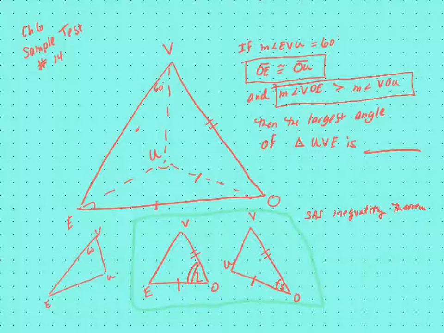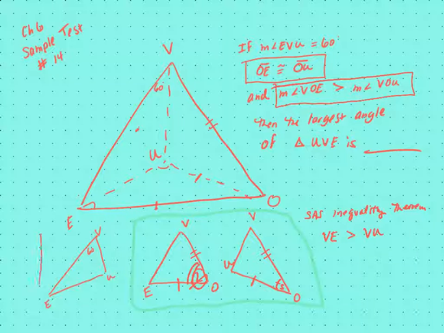Remember, according to this side angle side inequality theorem, if two sides of one triangle are congruent to two sides of another triangle, but the included angle of the first triangle is greater than the included angle of the second triangle, then the third side of the first triangle, VE, has to be greater than the third side of the second triangle, VU. So keep this in mind.